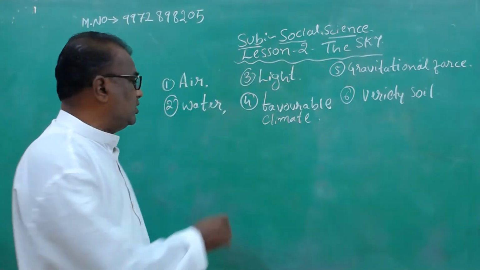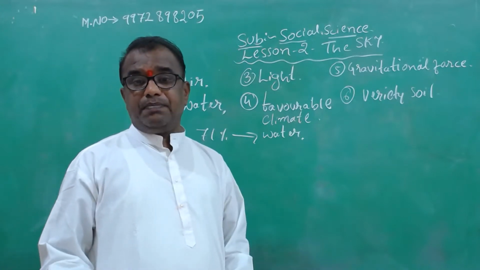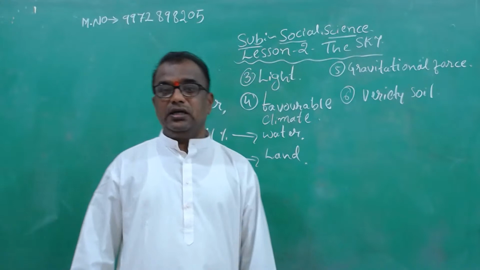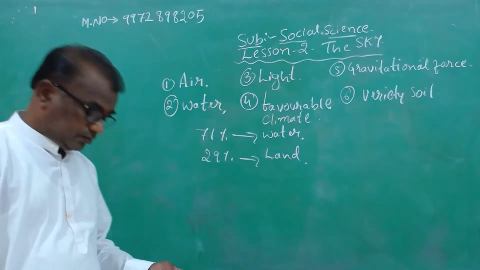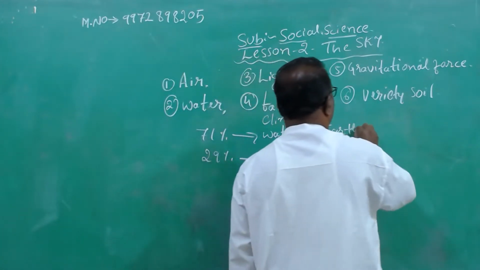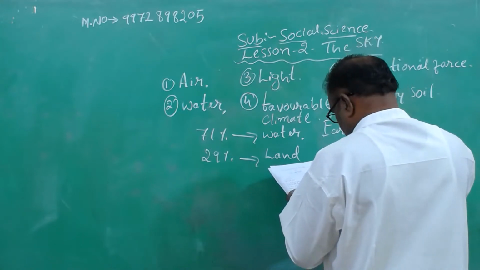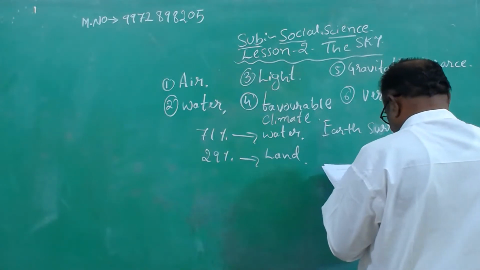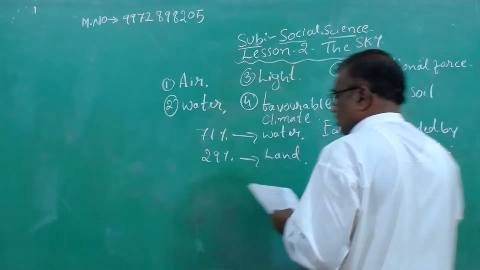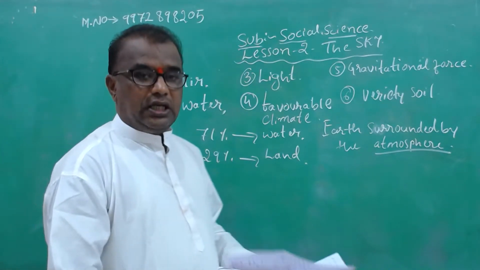Okay, Earth is covered by 71% water. Yes, and 29% only land. So, Earth is totally surrounded by the atmosphere, so it is suitable for the living beings.